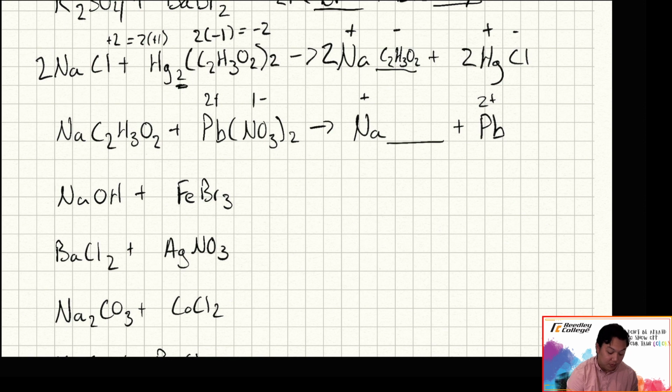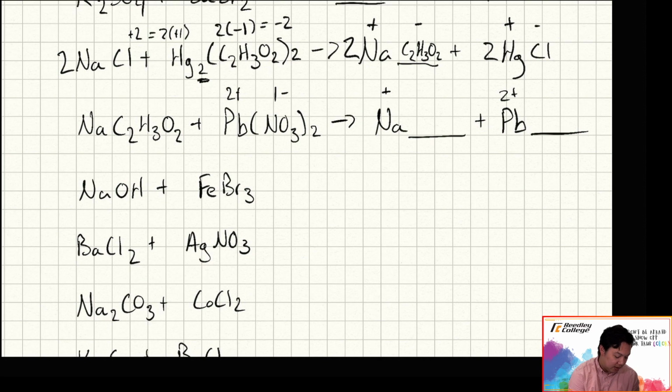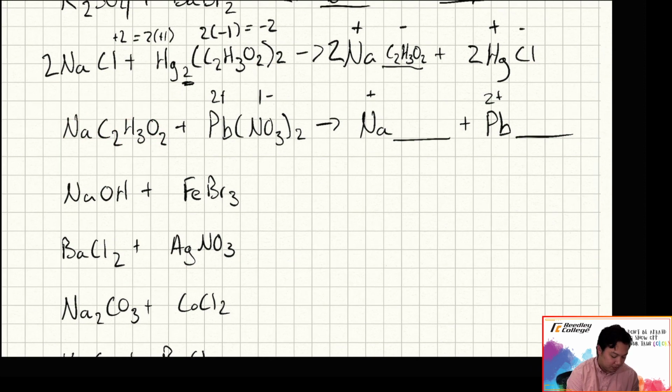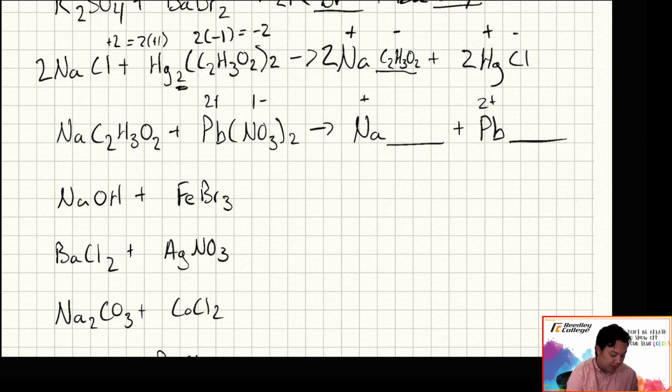Now that we've got our charges and we've got our cations in place, we can swap our anions. So we'll take this anion, acetate, with the sodium, and we're going to move that over, and because it was with sodium before, it's going to be with lead now, C2H3O2. We know that has a minus 1 charge. And then we're going to take the nitrate, which was with lead before, and add that to the sodium, NO3. And we know that has a minus charge.